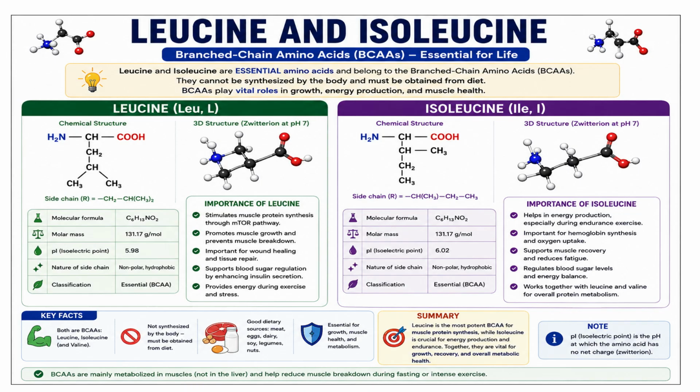BCAAs undergo substantial initial metabolism in skeletal muscle, where they are transaminated before further degradation. Unlike many amino acids, their metabolism is not primarily dependent on the liver. In summary, leucine is particularly important for activating mTORC1 and stimulating muscle protein synthesis, while isoleucine plays important roles in energy metabolism and is both glucogenic and ketogenic.